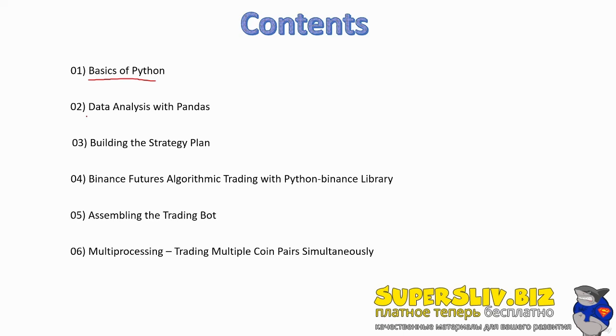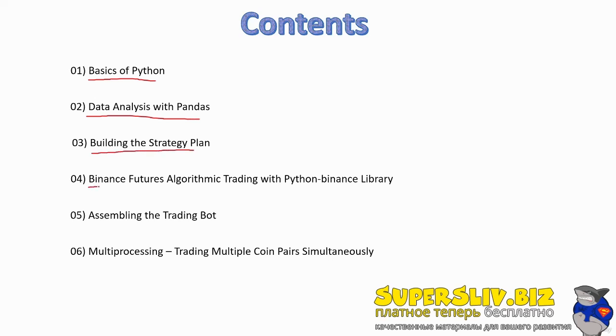In the second section, we are going to discuss data analysis with Pandas. Pandas is a Python library designed for data analysis. We are going to use Pandas to do essential calculations in algorithmic trading. In the third section, I am going to explain the strategy plan.